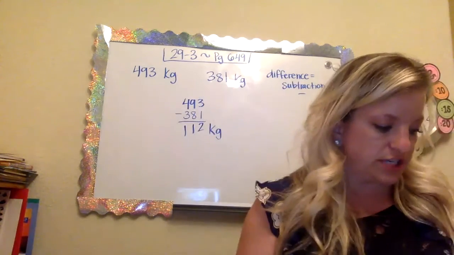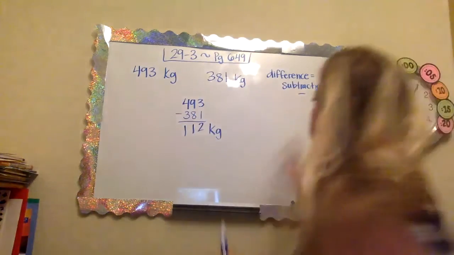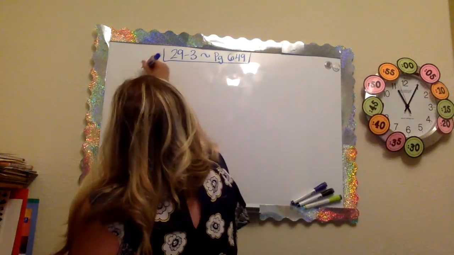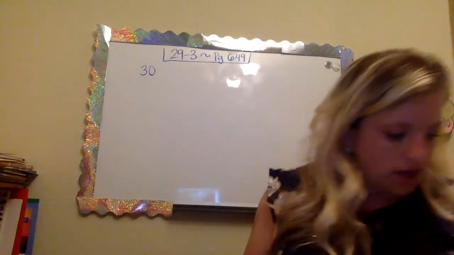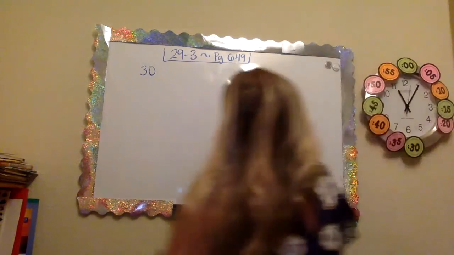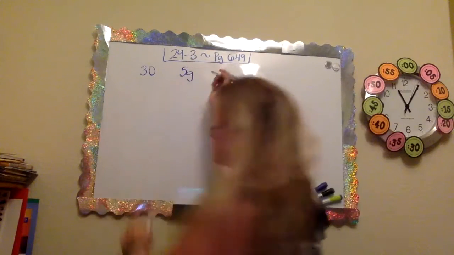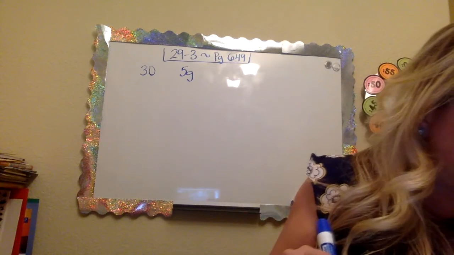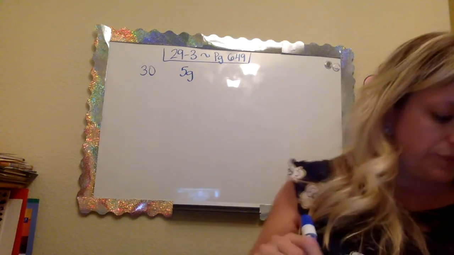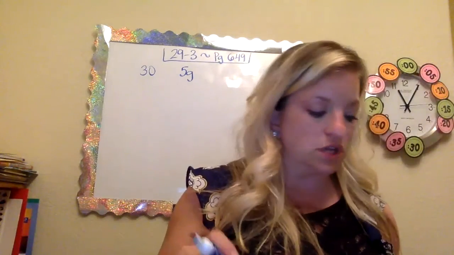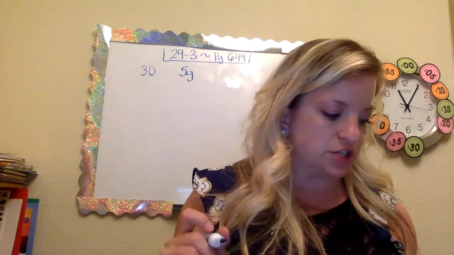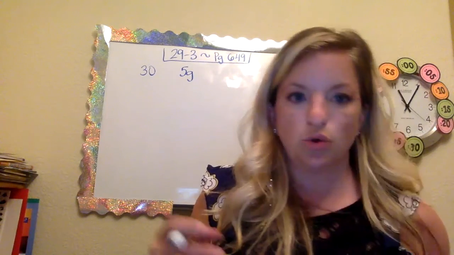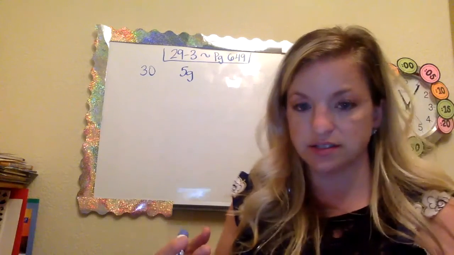Number 9, Jasmine has 30 nickels. Each nickel has a mass of 5 grams. What is the total mass of Jasmine's nickels? Show your work. So this one doesn't really have great word clues in it. Jasmine has 30 nickels. Each nickel has a mass of 5 grams. What is the total mass of Jasmine's nickels? We need to find out what the whole group has.